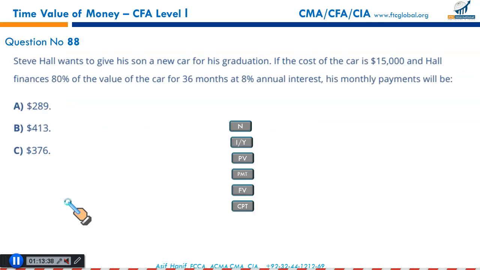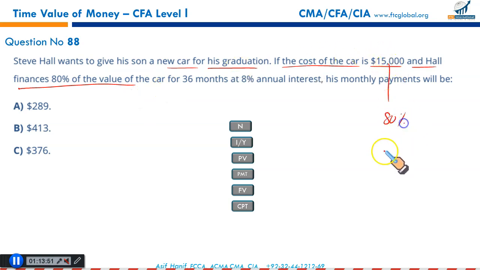1,467.53. There you go. Next, Steve Hall wants to give his son a new car for his graduation. If the cost of the car is $15,000 and Hall finances 80% of the value, means 80% of 15,000, that is what funding should be, $12,000.